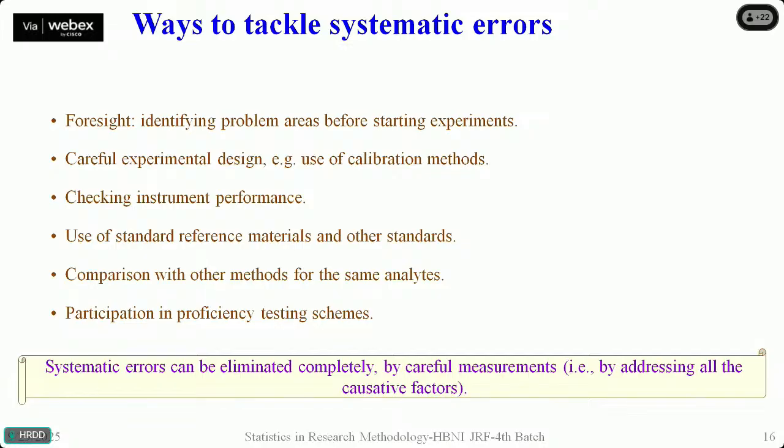Proficiency testing, you can participate and get yourself evaluated and get confidence. If you are developing a new method, new procedure, or a new compound you are synthesizing, you can participate in proficiency testing and demonstrate your expertise. So you get confidence. Further, you can guide the other person also.